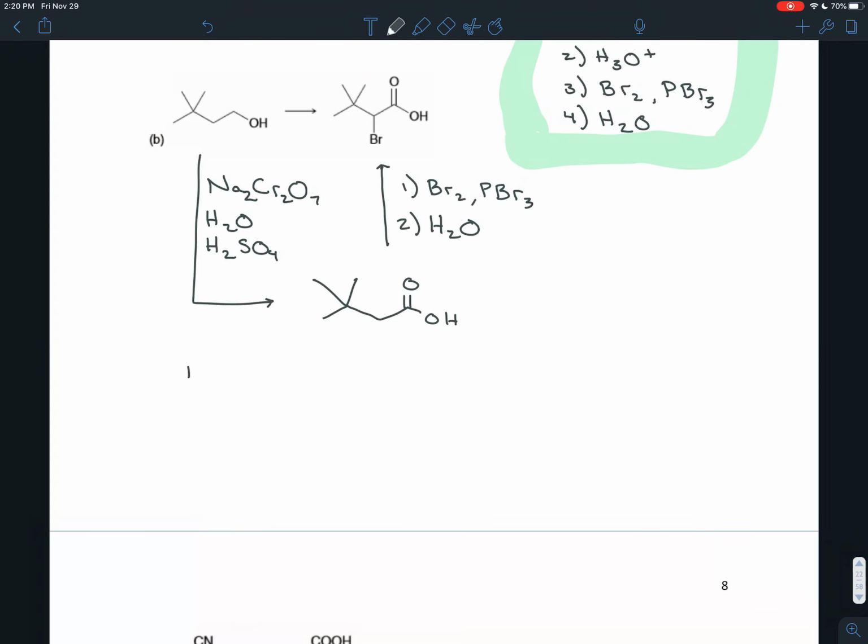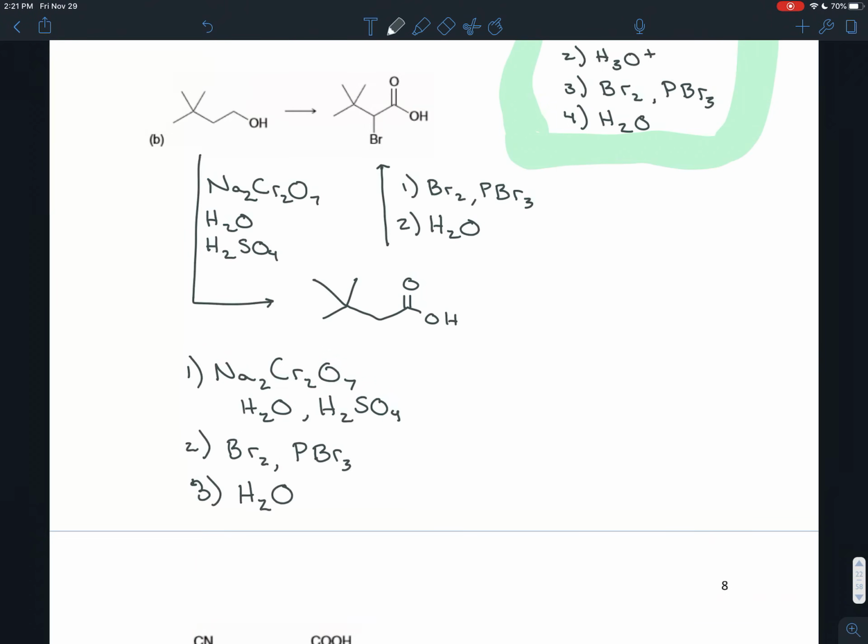So really just 3 steps here. The first thing you'd want to do is to turn that alcohol, primary alcohol, into a carboxylic acid by using a strong oxidizing agent like sodium dichromate in water and sulfuric acid. Follow that up with the Hell-Volhard-Zelinsky reaction to put the bromine on the alpha position. So first molecular bromine, followed by phosphorus tribromide, and then shake it all out with a water wash. That does the nucleophilic acyl substitution to get your carboxylic acid back.